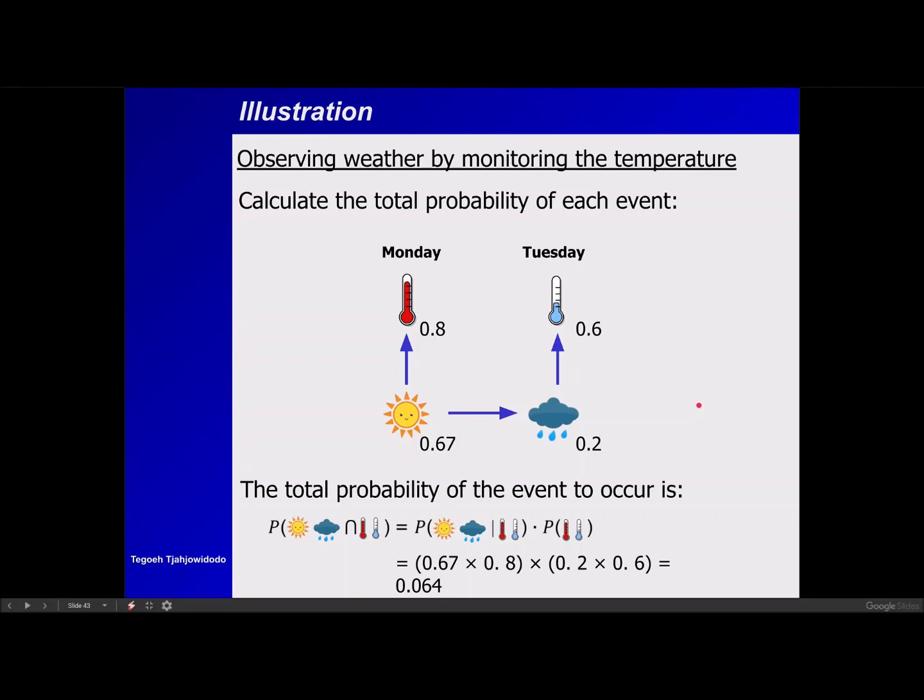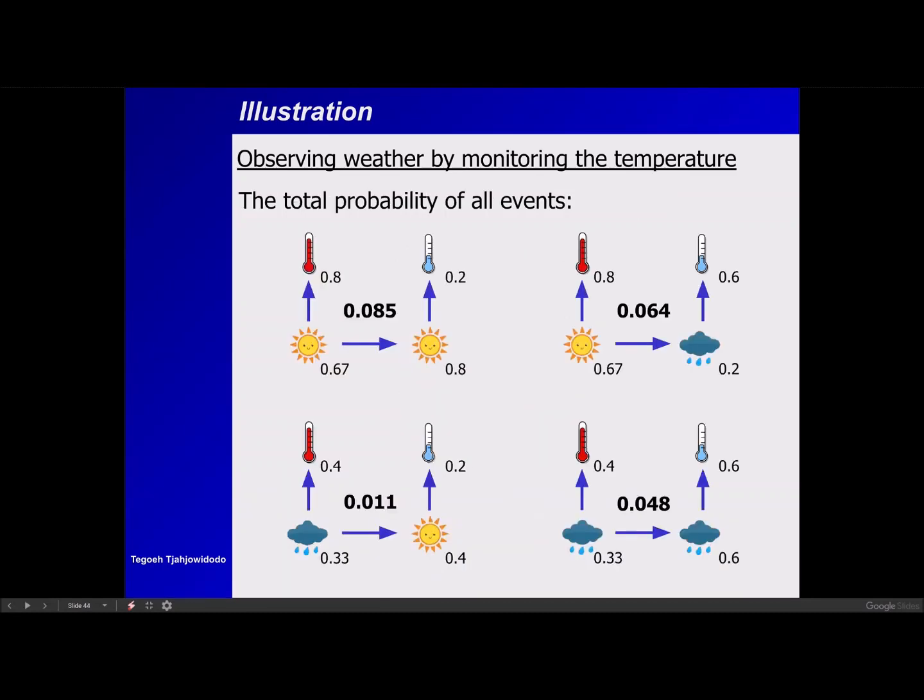So we calculate this. This will be equal to 0.67 times 0.8, right? How do I get this? This is just based on the conditional probability, right? Times the probability of having warm, cold. Again, another conditional probability we calculated here, and then we multiply these two. It's equal to 0.064. This is for one scenario of having a sequence sunny, rainy.